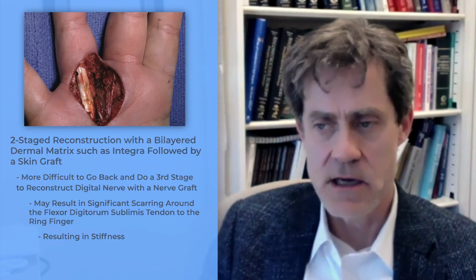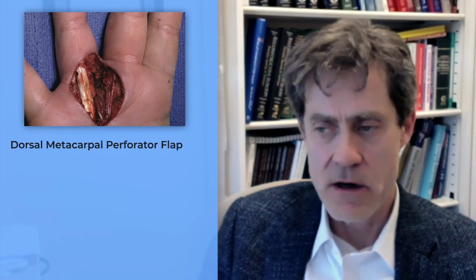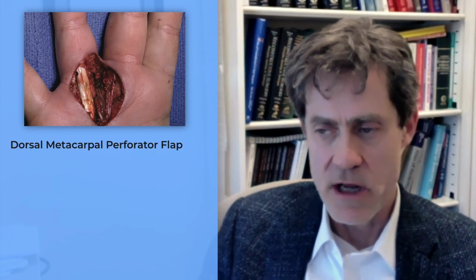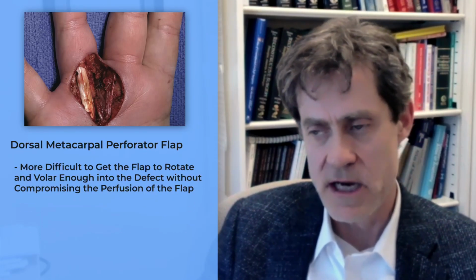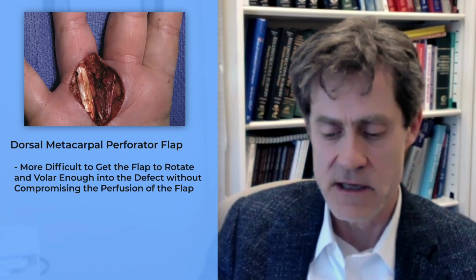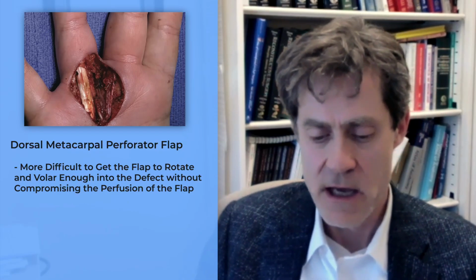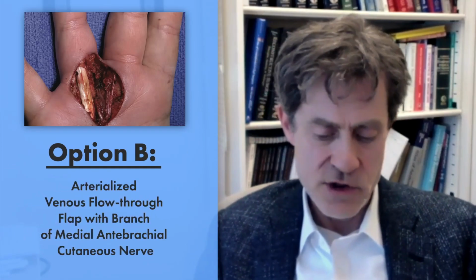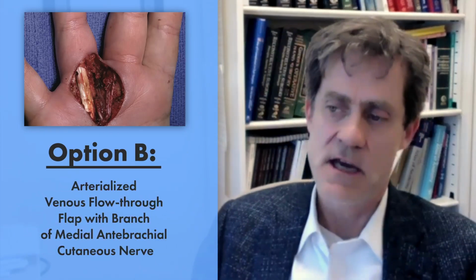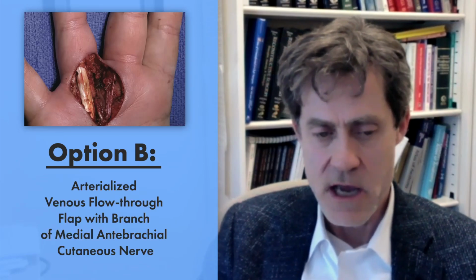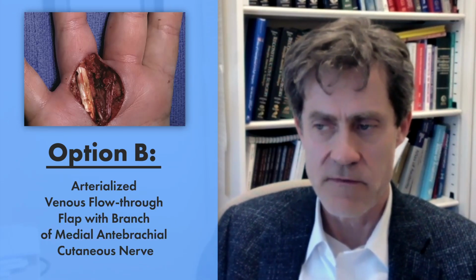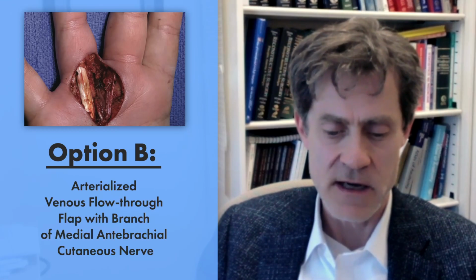And with respect to the dorsal metacarpal perforator flap, when I look at the defect now, I think it might have been difficult to get that flap to rotate around and volar enough into the defect without compromising the perfusion of the flap. So in the end, I think that the solution that the authors selected for this case was a nice, elegant solution for this difficult problem, and one that I would definitely consider in the future if faced with a similar defect. Thank you.